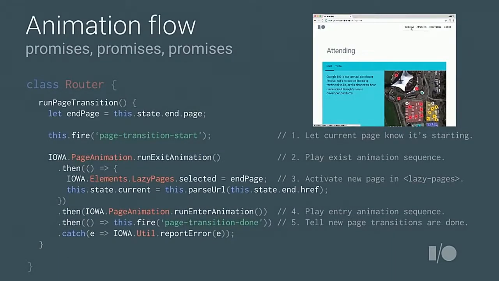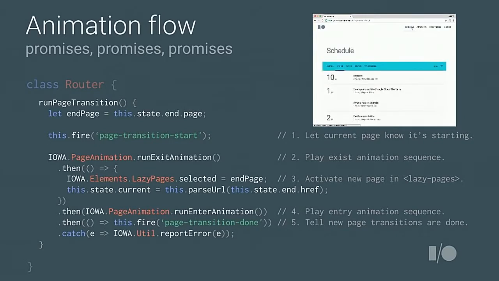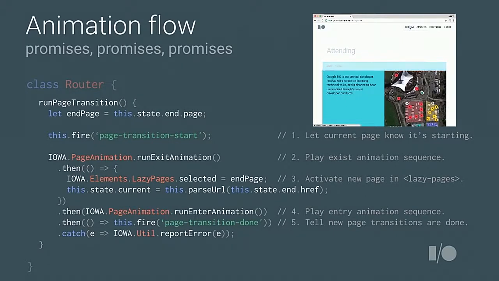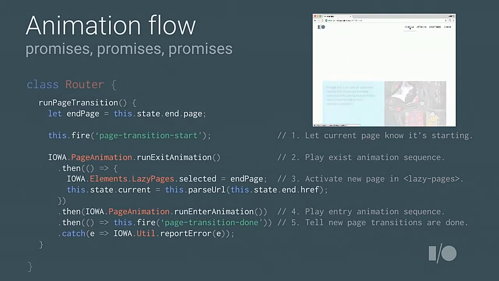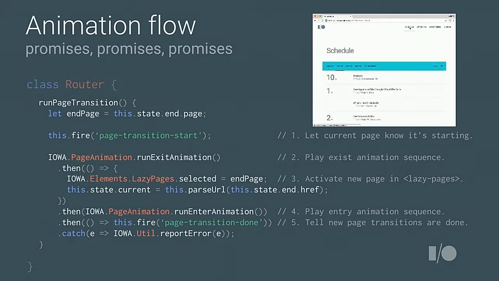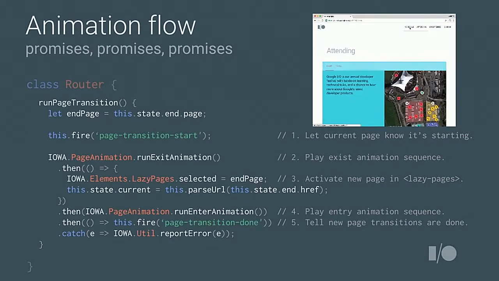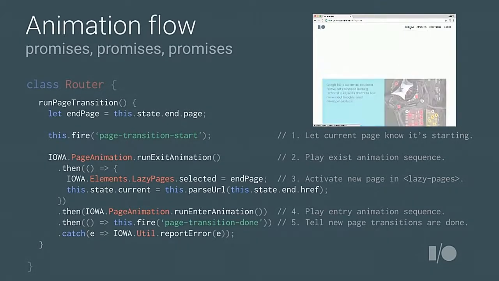I'll update the state of my slides. So the next promise, we update state. We just basically select the new page, and we set our router to the current URL. That's all that's doing. Next promise calls the run enter animation, and this is the thing that fades in the top nav and slides in that content. So it's essentially the reverse animation of run exit animation.